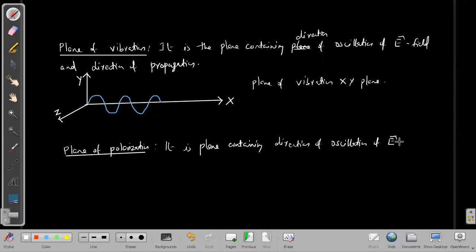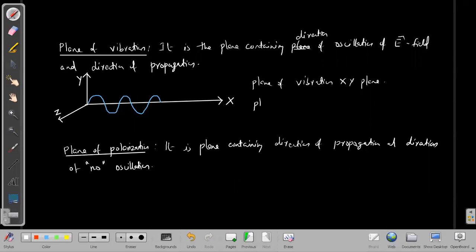Direction of oscillation of, okay, sorry. So direction of propagation and direction of no oscillation. I think that would be better. So it is a plane containing direction of propagation and direction of no oscillation. So here there is no oscillation along z direction and the propagation is along x direction.